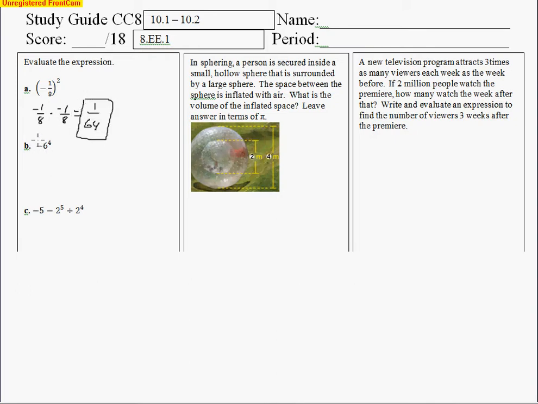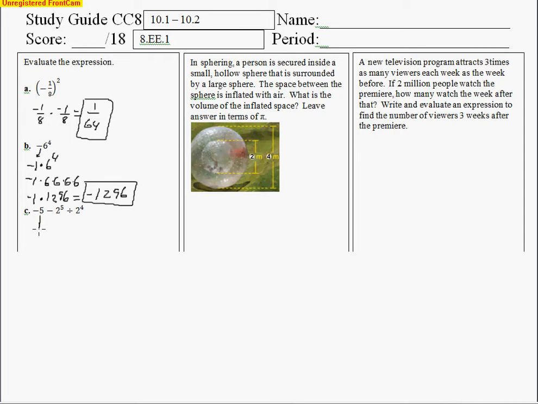Where in this case, I do not have the parentheses. So the base is not negative 6, it's positive 6. So the negative sign here means I'm taking the opposite of 6 to the 4th power. And so 6 to the 4th power represents 4 6's being multiplied together. And then I take the opposite of that answer. So it's going to be negative 1 times by 1,296 is what you get when you multiply 4 6's together. So that's going to be a negative 1,296.